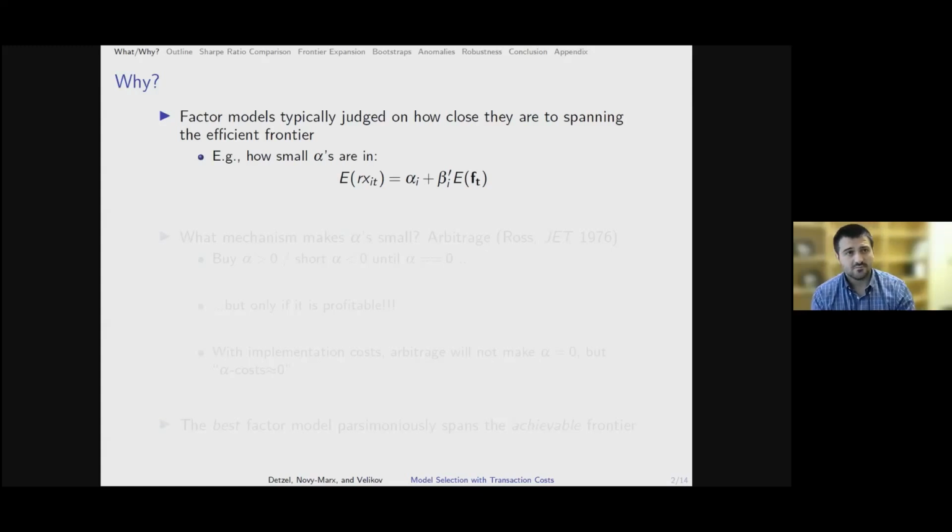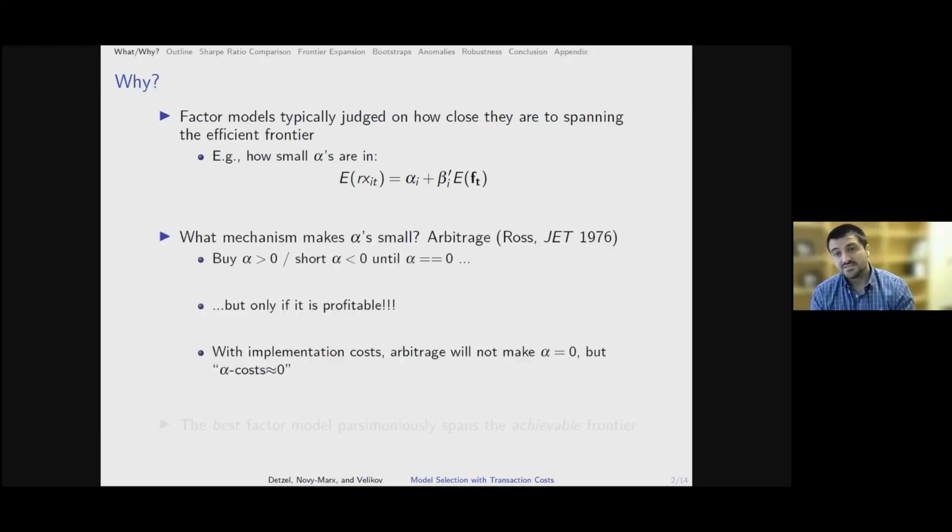And the theoretical underpinning behind linear factor models is Ross's arbitrage pricing theory. That tells us that the reason we expect alphas to be small is that if we had the right model and there were truly investment opportunities that had abnormal returns relative to that model, well, then arbitrage capital would swoop in, investors would buy positive alpha assets, they would short negative alpha assets until alpha is basically zero. But in the real world, that would only happen if it's profitable. With implementation costs, arbitrage won't necessarily make the alphas equal to zero. It would really make alpha minus cost equal to zero.